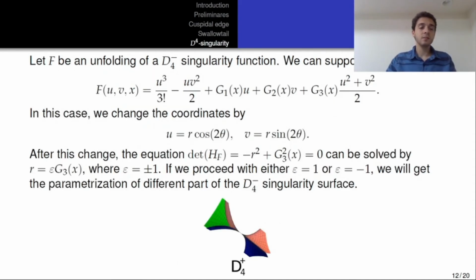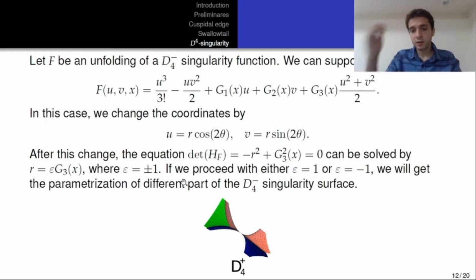Finally, we studied the bifurcation set of the unfolding of a D4 minus singularity function. We can suppose, as I said, that the Morse family, the unfolding, is like that. Now, in this case, we change the coordinates by u being r cos 2θ and v being r sin 2θ. After the change, this equation can be solved for r as plus or minus epsilon g3 of x, where x is (x, y, z), the three parameters, and epsilon is plus or minus 1.